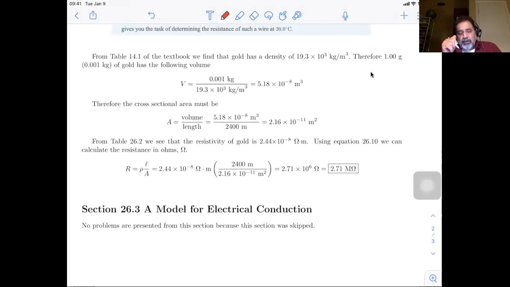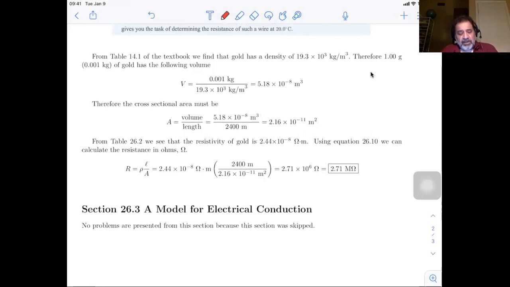Now from table 26.2, I'm sorry, I said 2.6, but it's table 26.2, we see that the resistivity of gold is 2.44 times 10 to the minus 8 ohm meters. Using equation 26.10, we can calculate the resistance in ohms. So that's big omega. So R is equal to the resistivity. Now, this isn't density. It's similar, it uses the same rho, but it's a different rho, not density.